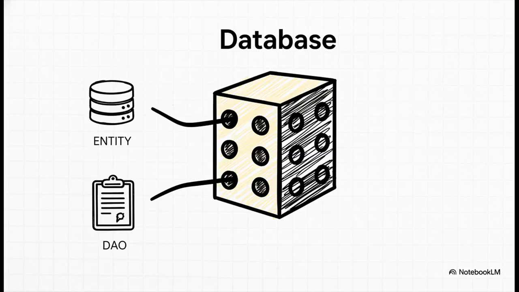And the final pillar, the one that ties it all together, is the database class itself. Think of this as the main hub. It's an abstract class where you list out all of your entities, all your tables, and provide access to your DAOs. It's the one single entry point for your entire database.